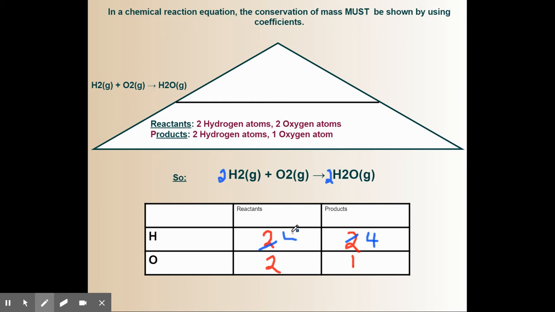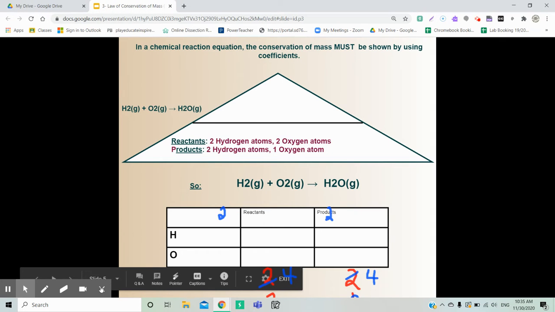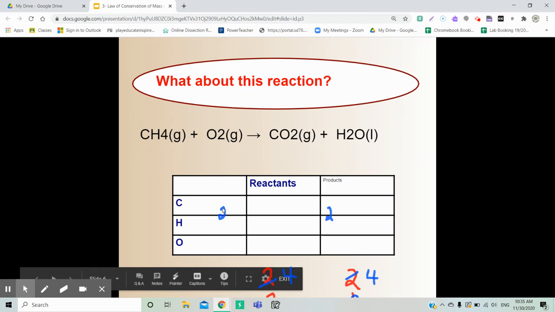And now I have 4 on this side, so these are equal. I still have 2 oxygens here. This 2 now tells me I have 2 oxygens, so I have 2 oxygens as well. So now they're equal all the way across, and I've balanced my chemical equation. I have 4 hydrogens, 2 oxygens, 2 oxygens. So what I want to do is make sure that we can do it again in this way.